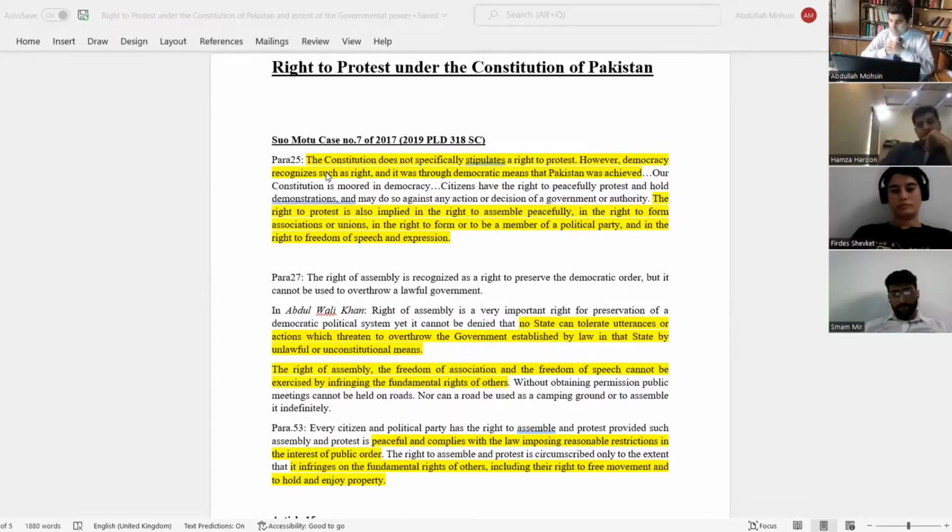The right to protest. Basically, there is no explicit right to protest in the Constitution of Pakistan. There is no such word as a right to protest. In fact, the right to protest is a composite right, which means that it consists of various different fundamental rights that combine to form the right to protest. It was clarified in a judgment titled Suo Motu Case number 7 of 2017 from the Supreme Court of Pakistan.